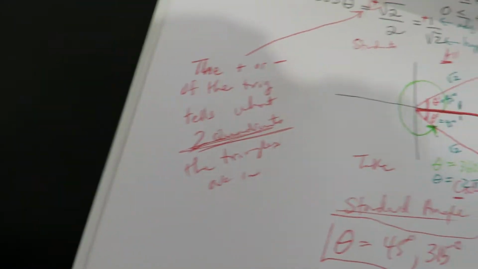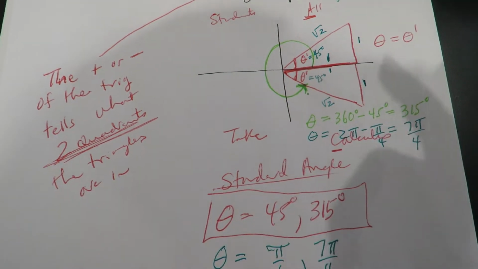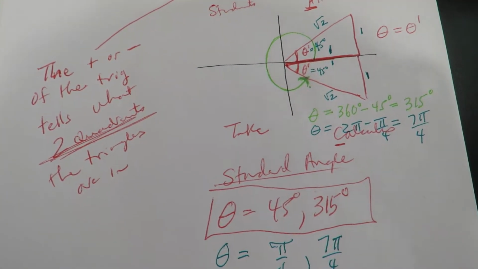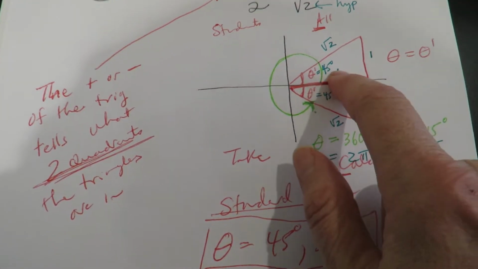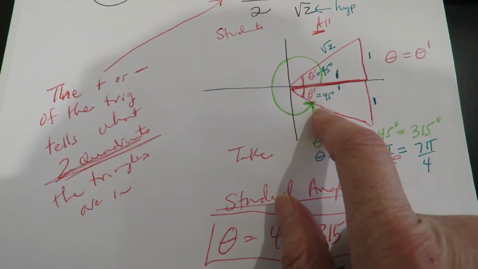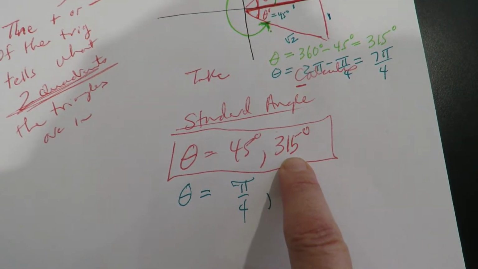Because if you tell me my answer is pi over 4 and pi over 4, I'll be like, wait, that's the same thing and they're both in quadrant 1. So what are you telling me, right? You actually have to give me an angle that would fall into quadrant 1 and an angle that would fall into quadrant 4.